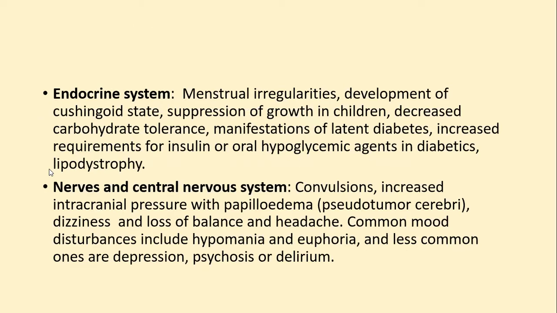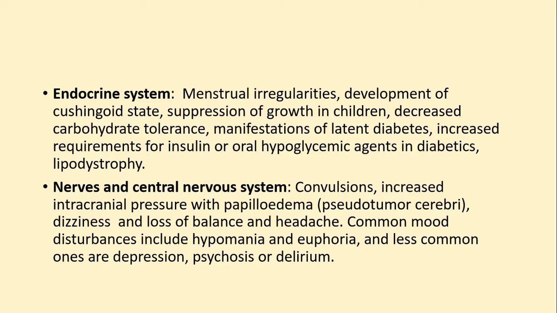Endocrine system. There will be menstrual irregularities. Many of the women will come to you and complain about their menstrual irregularity when you are giving them high-dose steroids. Development of Cushing state. Because of high-dose steroid, the patient develops iatrogenic Cushing syndrome, which is quite obvious in patients on high doses of steroid like pemphigus patients. Then suppression of growth in children. If you are giving steroids in heavy doses to young children, there will be growth retardation.